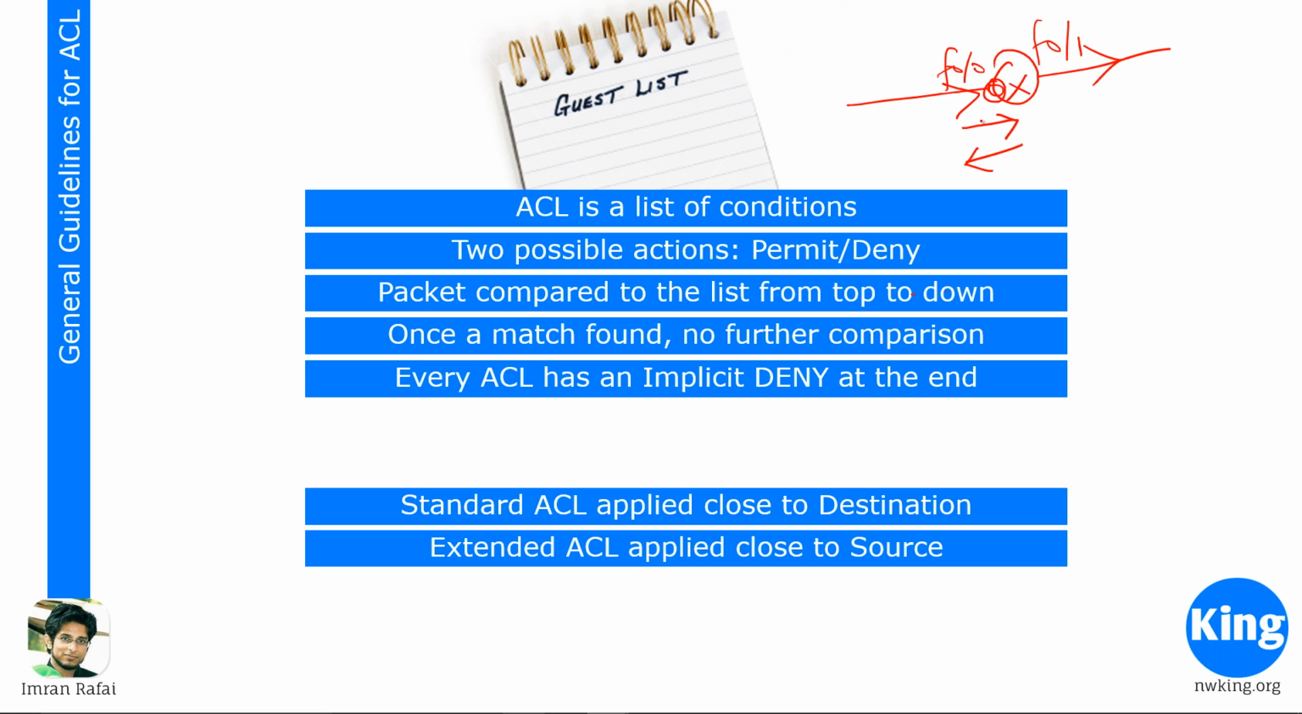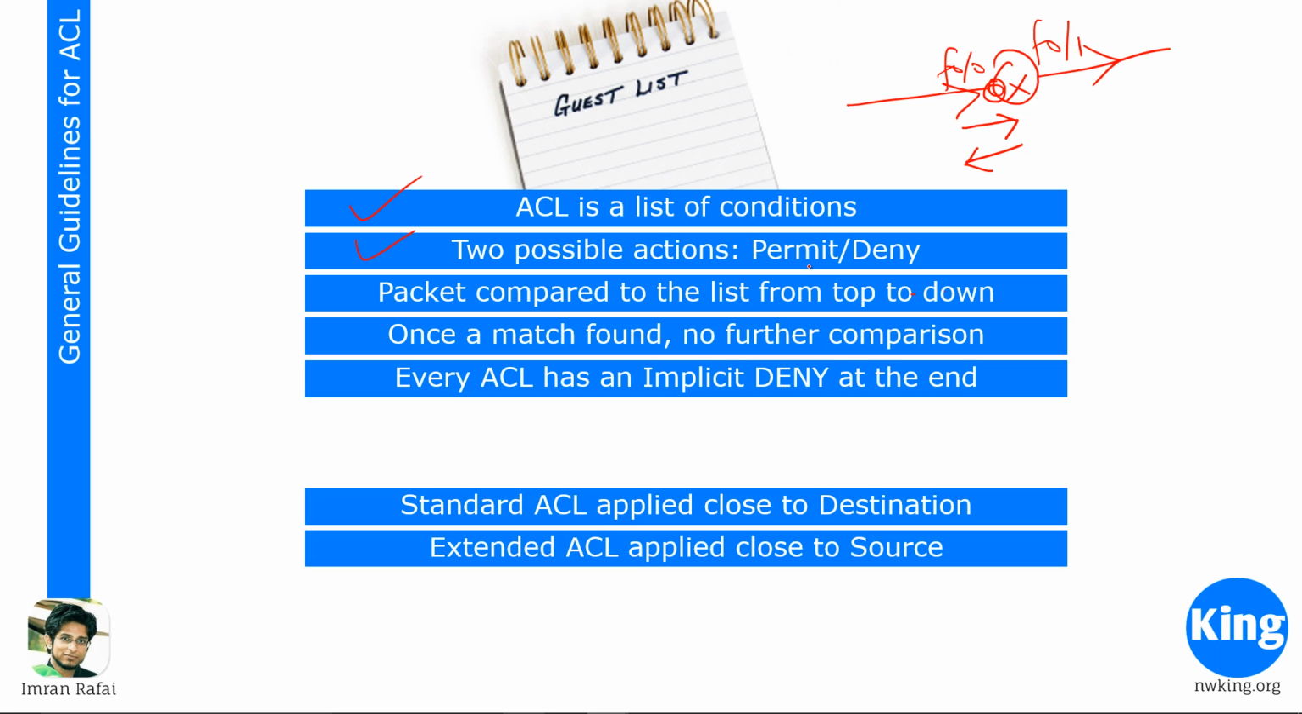So that's what an ACL is. An ACL is a list of conditions. Your list of conditions could be: if traffic is coming from a source, please permit, or if traffic is going to a certain destination, deny, whatever. After you identify the condition, there are only two possible actions: permit or deny, right? So you can say permit traffic going to 192.168.1.30 and deny packets going to 192.168.1.10, right? You can only put either permit or deny.